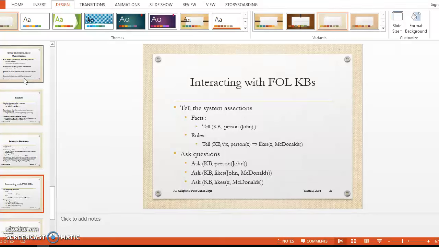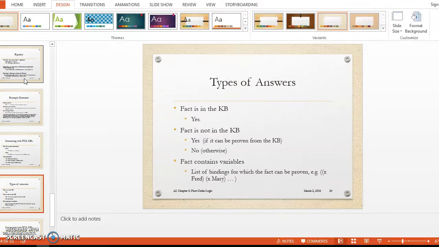To interact with the knowledge base, we need two things. The first one is called the fact, the second one is called the rules. The first one, tell the knowledge base. For example, I am the agent, I have this type of environment, and I am going to act in this world. So we inform this information to the knowledge base. After that, ask questions to the knowledge base. Already some facts are stored in the knowledge base.